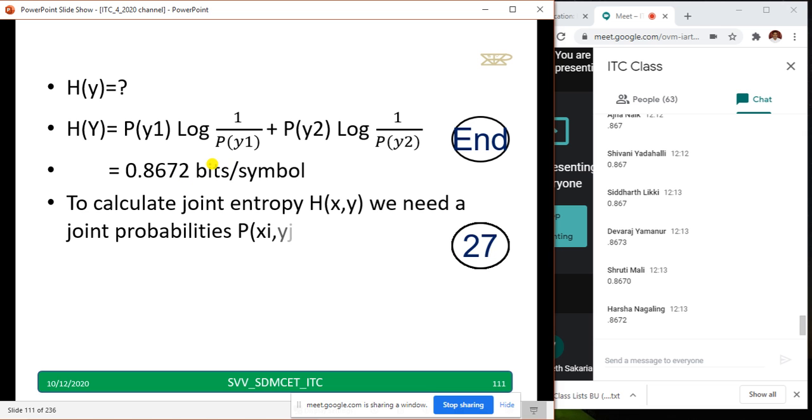And to calculate the joint entropy h of x comma y, Abhishek got the same answer. For h of x comma y, we need the joint probability of xi comma yj. Gaura got the same answer, Maitri got the same answer, Nutan, Vadigir got the same answer. Very good. So active, very good. And let us go to find the product of xi, yj.